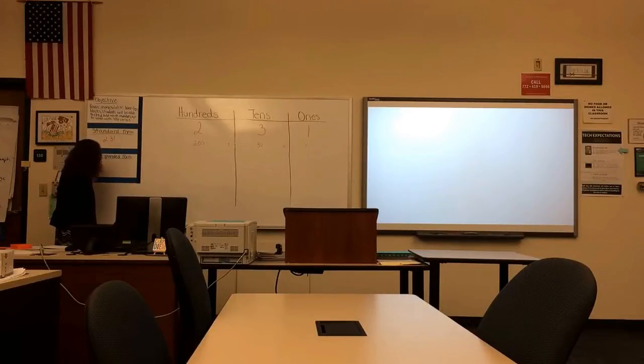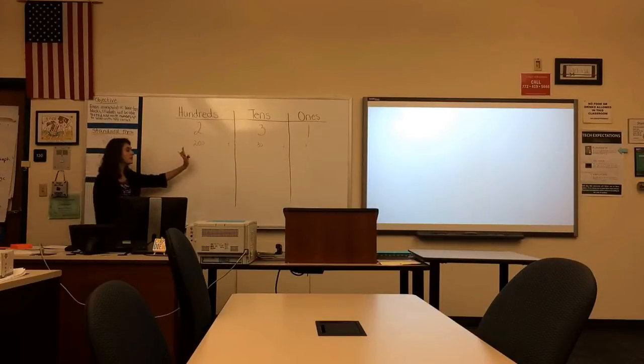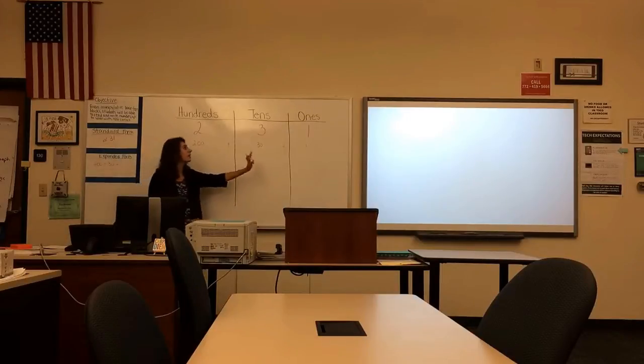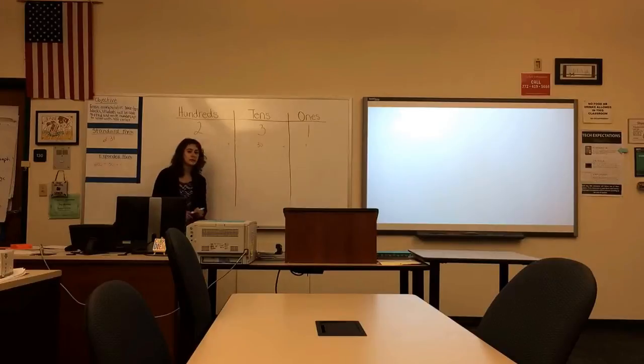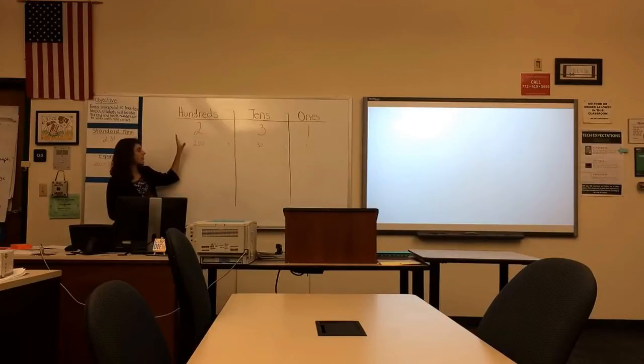200 plus 30 plus 1. 200 plus 30 plus 1 equals 231. So now we have to use our base 10 blocks to display our understanding that this number is 200 plus 30 plus 1.